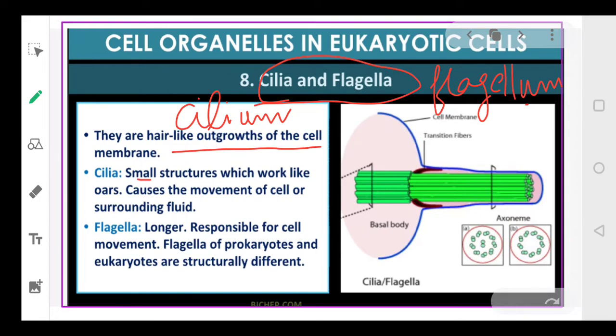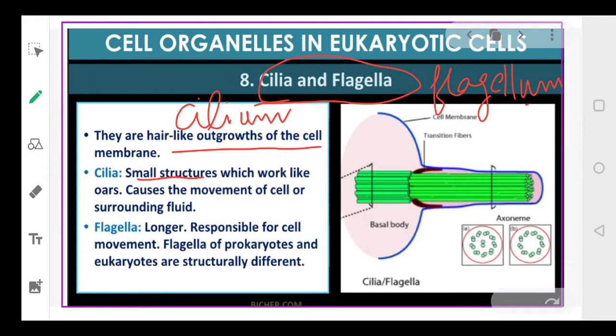Cilia are basically small in shape and they work like oars. Do you know what oars are, dear students? चप्पू. देखिए, जब आप बोट में बैठे होते हैं तो आप चप्पू चलाते हैं. So those oars help in the movement of the boat. Similarly, these are very small structures present around the cell, and they work like oars, and with the help of them the cell is able to move, or propel itself in the surrounding medium.